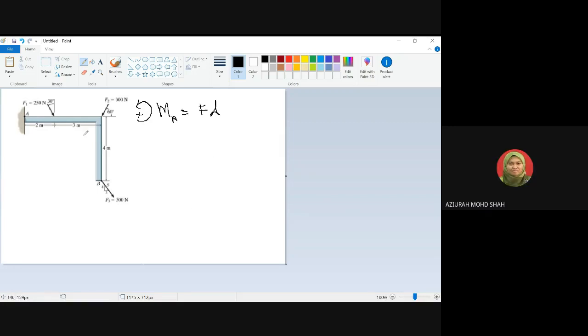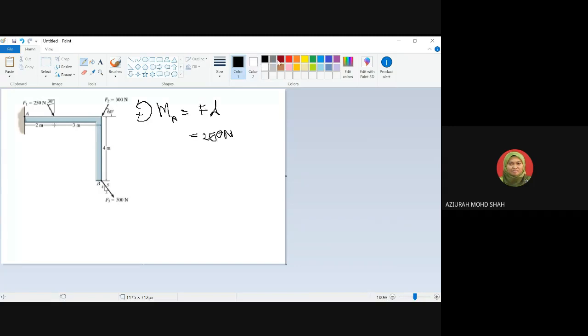Why, Nabil? Because you don't have the angle 90. There is no 90 degree angle between your resultant and the 2 meter. So if you look, it is not 90 degree. So if you want to use this formula, the force directly 250 Newton, you want to cross it, multiply with D, you have to take the one at angle 90.